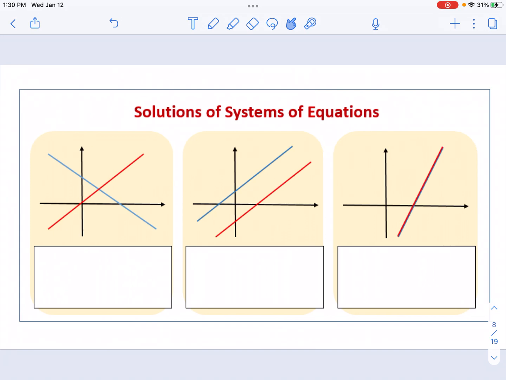So let's talk about different types of solutions. Now, because we're coming off of our linear functions unit, all of the systems that we're dealing with today will only contain linear or straight lines. We will not be looking at quadratics, but please keep in mind that systems can contain quadratics, or parabolas. In this case, though, we're going to look at three specific types of solutions to systems of equations.